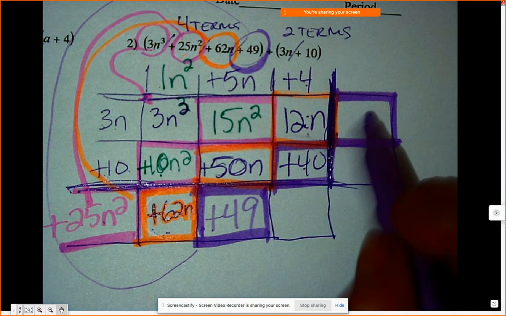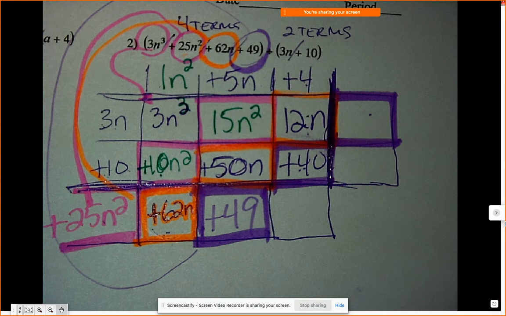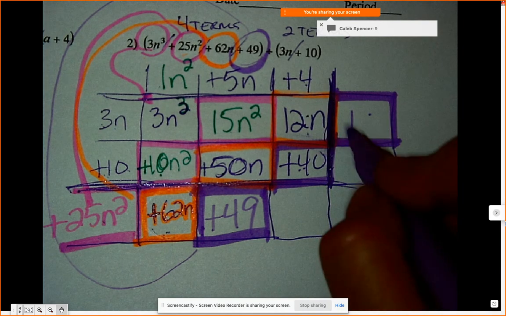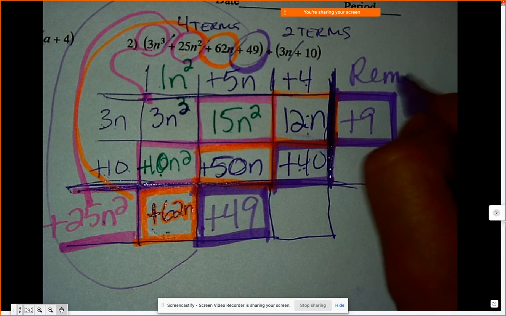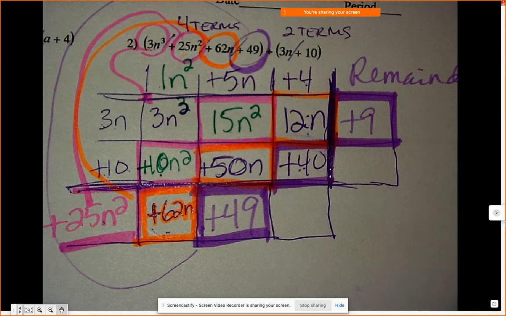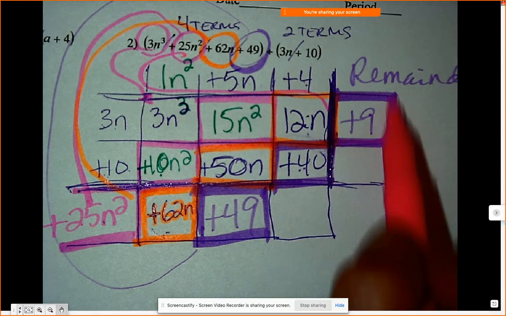Okay, these two numbers are going to add together to give me 49. What do I need in that top right-hand square? And we're basically done. 9. Thank you. Positive 9. This is my remainder, guys. Apparently, I didn't need those boxes. I drew a little too many. But here's how you write your answer. This is our answer along with the remainder.